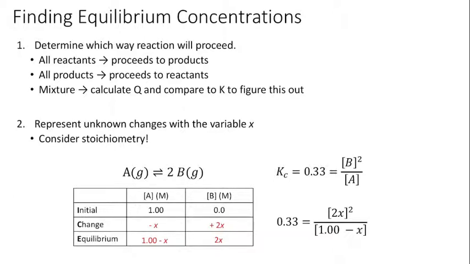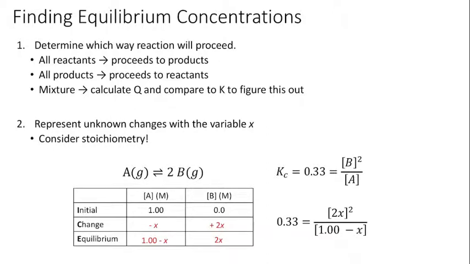And when we put in our x for change, we do need to consider stoichiometry. So as you'll notice, the change for A is just x, or specifically minus x. But the change for B, one, is going to be positive because we know the reaction is proceeding to the right. And two, instead of x, it is 2x because for every 1 A, there are 2 B's.